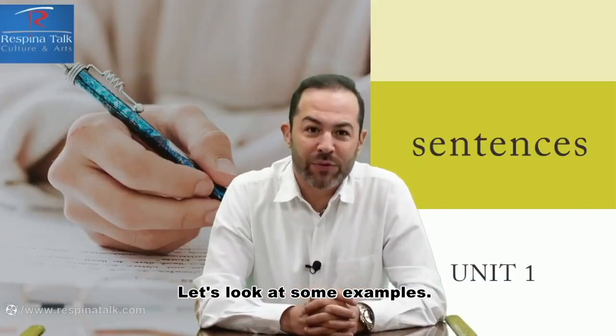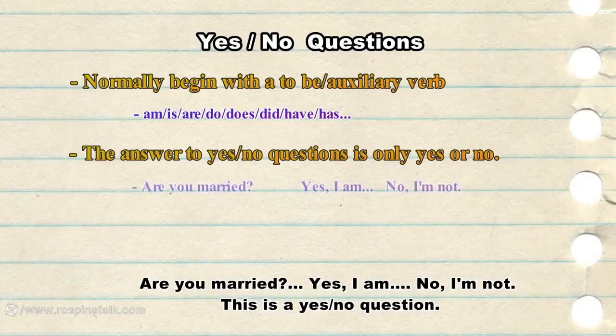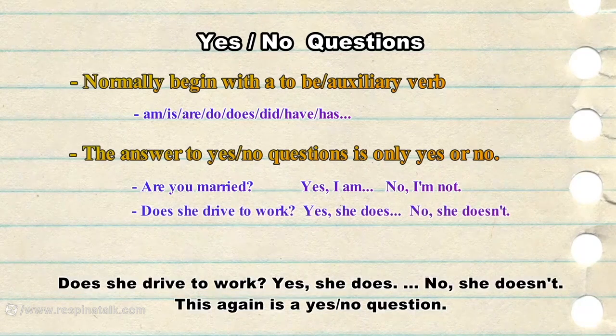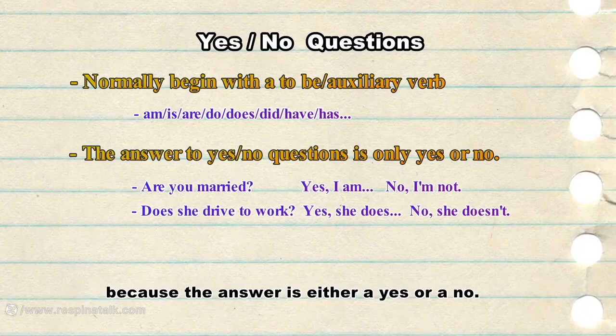Let's look at some examples. Are you married? Yes, I am, or no, I'm not. So this is a yes-no question. Another example. Does she drive to work? Yes, she does, or no, she doesn't. So this again is a yes-no question because the answer is either a yes or a no.